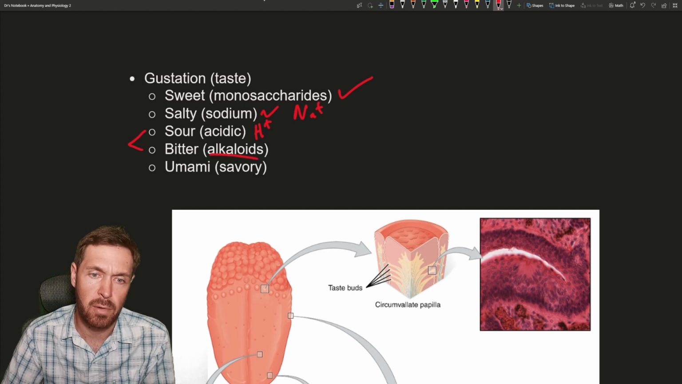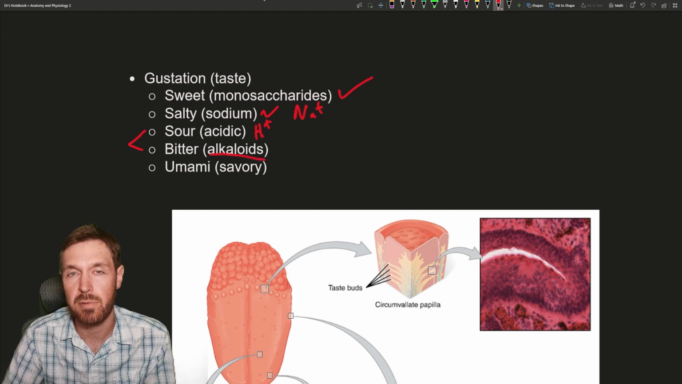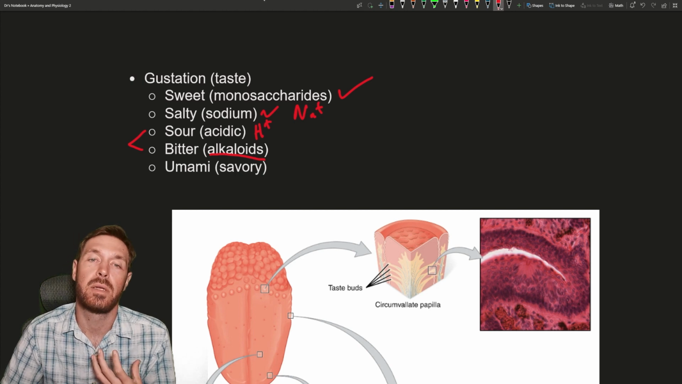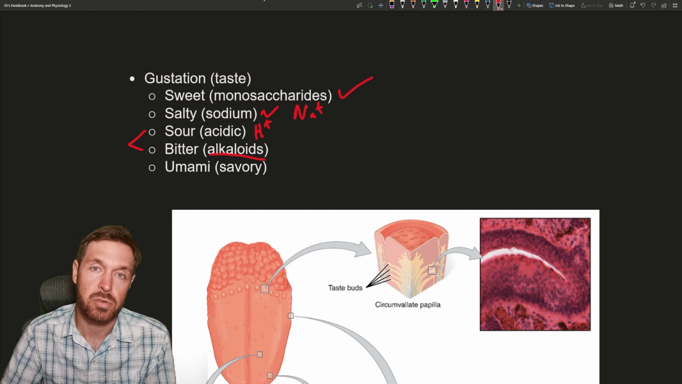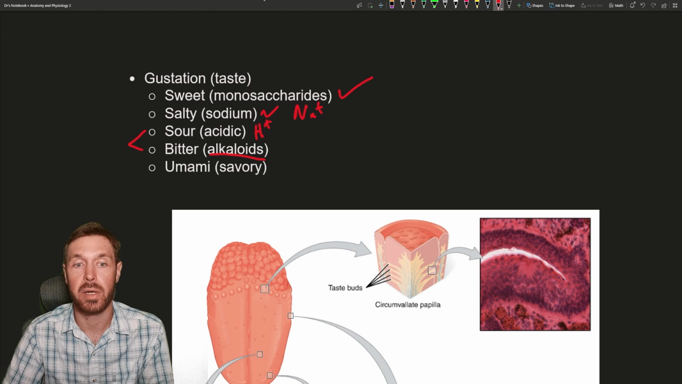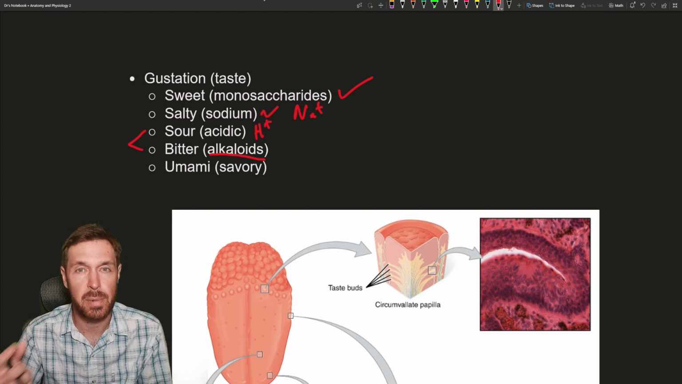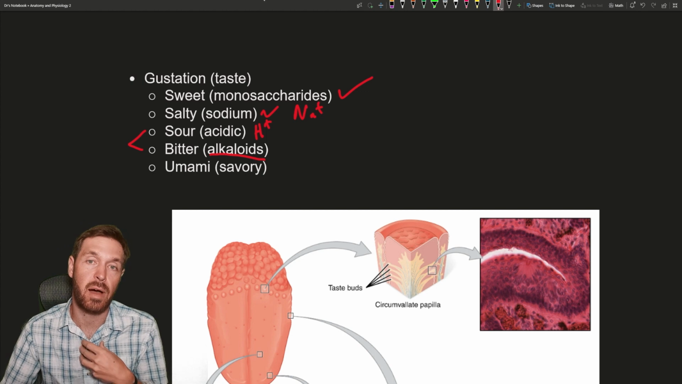Bitter, here I have all my alkaloids. So when something becomes bitter or spoiled, it has these alkaloid structures. Aspirin is actually an alkaloid. And those taste buds are further in the back of the mouth. So when you taste something bitter, it initiates a gag reflex so you can reflexively vomit it up.